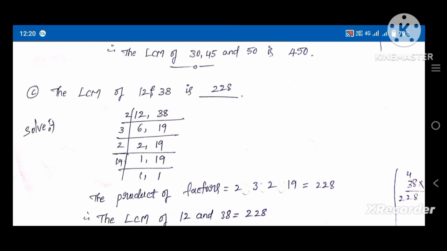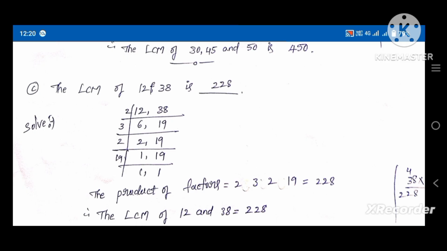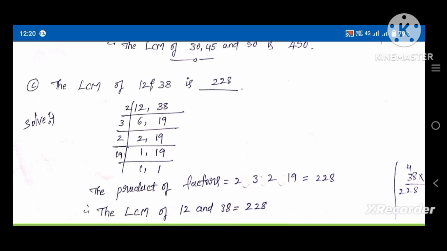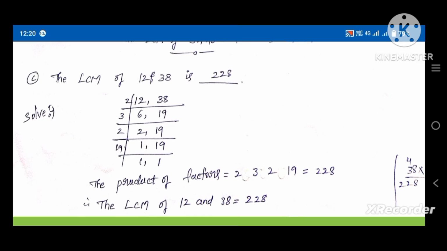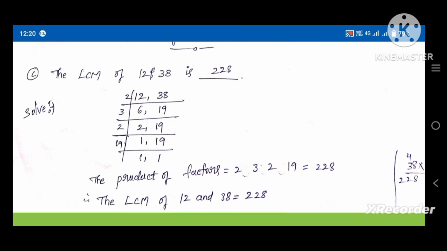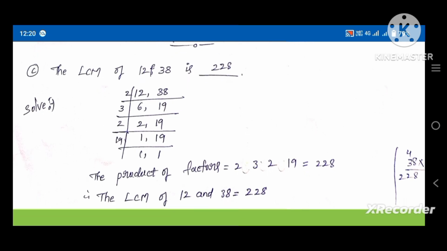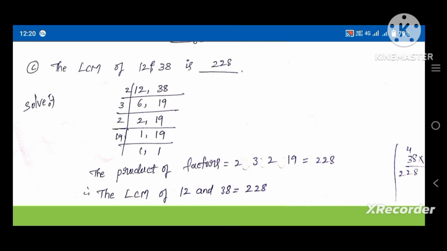C. The LCM of 12 and 38 is 228. The product of factors is 2 into 3 into 2 into 19, which is equal to 228. The LCM of 12 and 38 is 228.